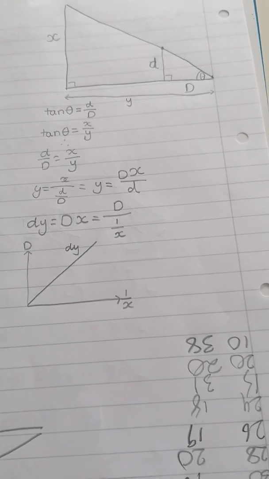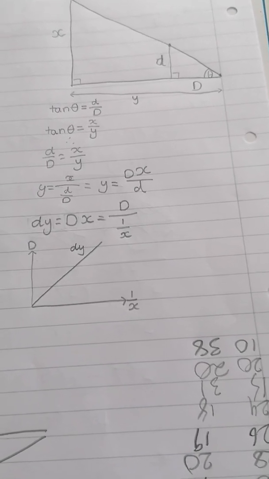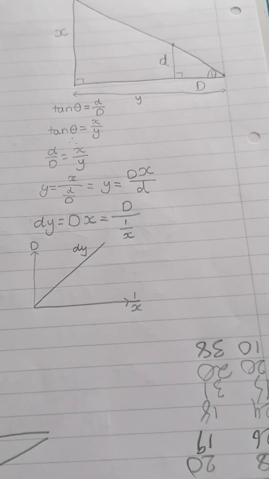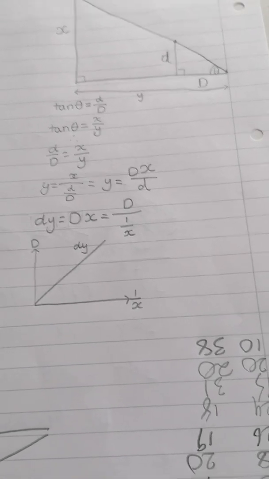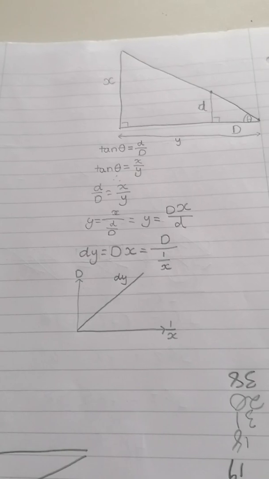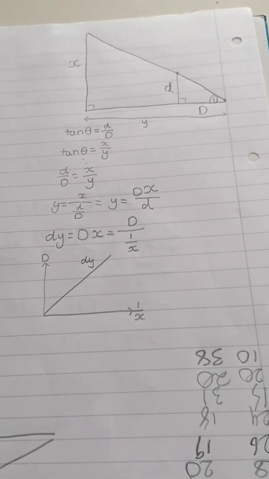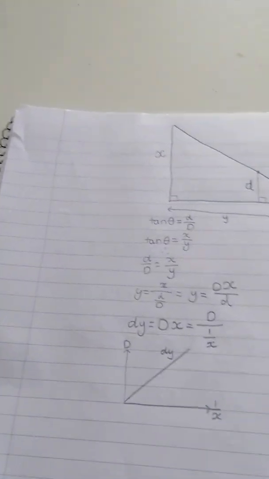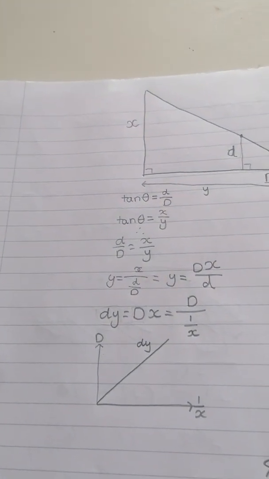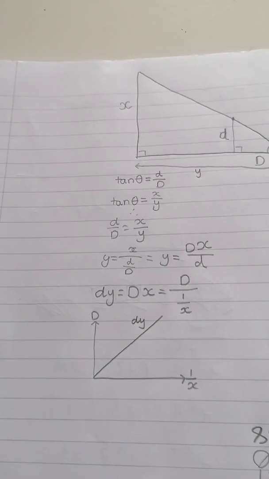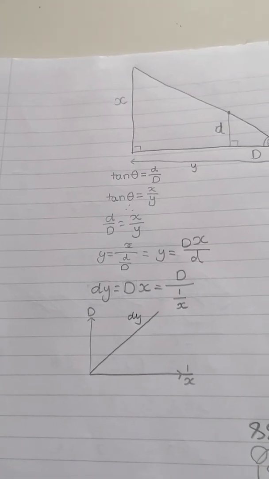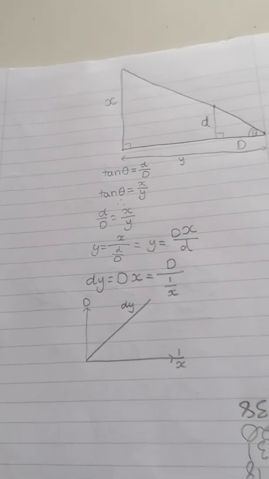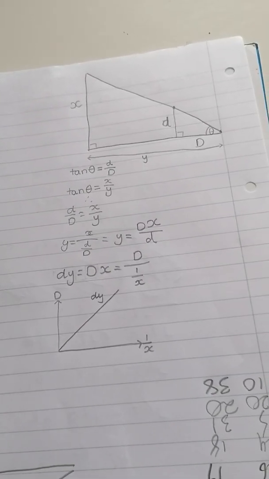So we know that small d over d is equal to x over y. So that means that we can find y, which is the aim of this experiment. We want to find y, which is the length of my table here. And we can do that using the formula y equals dx over small d. So I'll explain each different term in that.